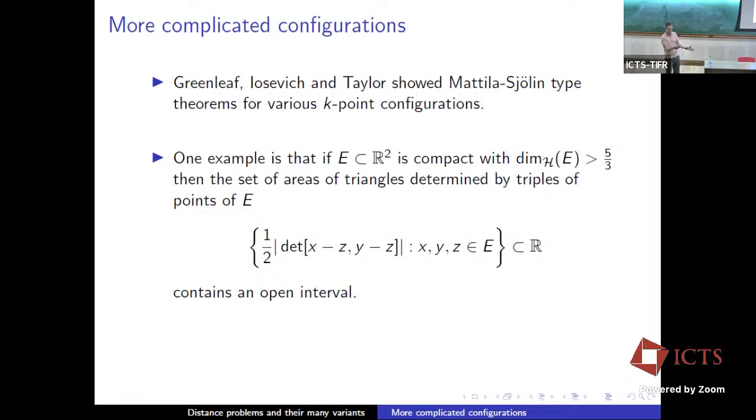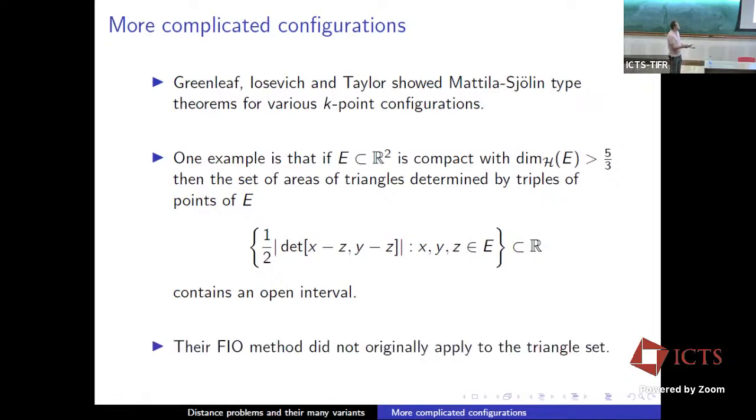these Mattila-Sjölin type theorems. But what is interesting is that their method did not originally work on triangles. Their method, which I wrote here as FIO, is a Fourier integral operator method, or maybe more appropriately, they're using microlocal analysis, which is of course very tied into harmonic analysis, sort of good buddies. So this motivated the question: what happens for triangles? Can you get a Mattila-Sjölin theorem? Because it does exist for lots of other configurations, what happens?